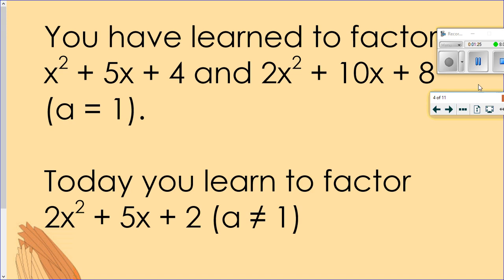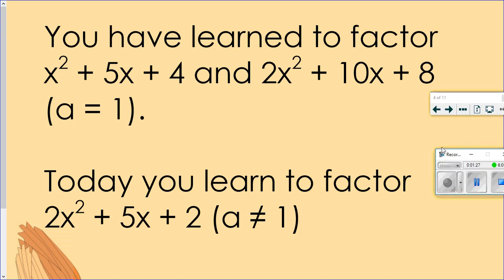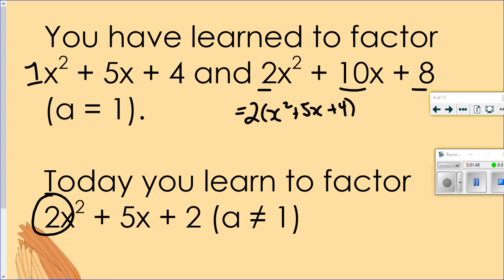All right, so as I said at the onset, we've learned how to factor when a equals 1, or when there's no number with the x squared, where there's a 1 there. And we've learned how to factor when you can factor out a value. But what happens when you can't get rid of a number with the x squared? Well, that is the focus of today's lesson.